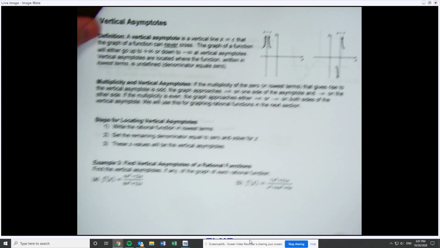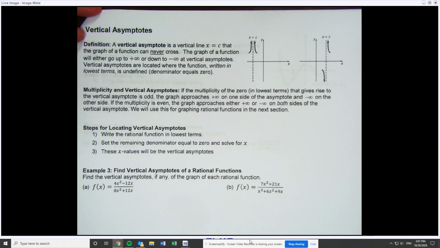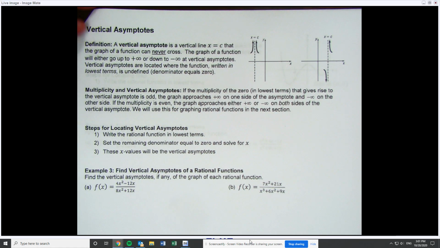And bam, here we go. Vertical asymptotes. So first off, vertical, that just means up and down. And asymptote, that is a line that your graph will follow. So an asymptote is a line that our graph will follow.